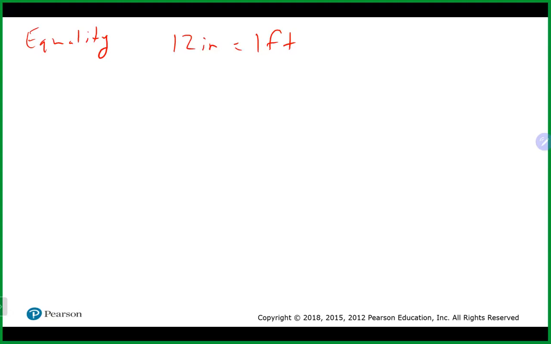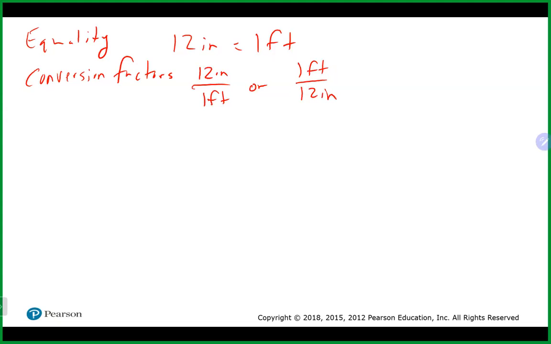From any equality, we can, as we talked about, write two conversion factors. The conversion factors are simply fractions, where one unit is up on top and the other unit is on the bottom. Or if you need it the opposite way, you can set it up in that fashion. When we use conversion factors, we pretty much use one of them at a time, and it depends on what you're looking for. The idea is we want to get rid of the units we don't want and end up with the units that we do want.